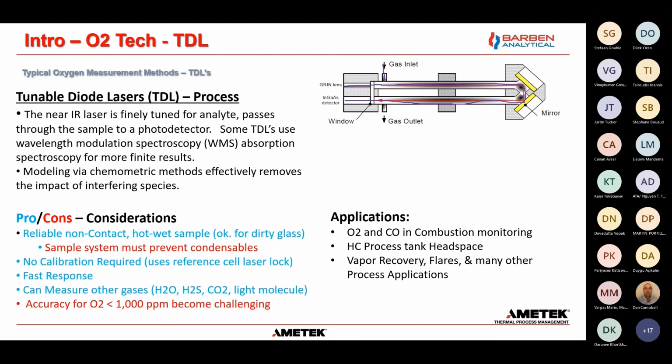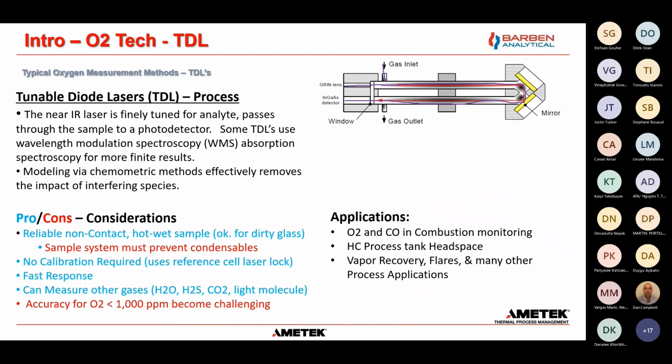And then you'll find that some of the lower end TDLs can have a lot of interferences. However, the newer and higher end TDLs use chemometrics, which is basically modeling that will effectively remove the impacts of interfering species. Okay, so the pros and cons here of a TDL are reliable non-contact hot, wet sample. So it's okay if the lens gets dirty because they don't need much of a signal strength to be able to see the absorption that is occurring from the analyte.